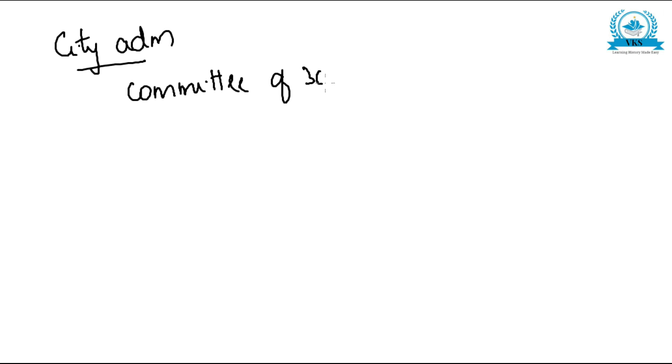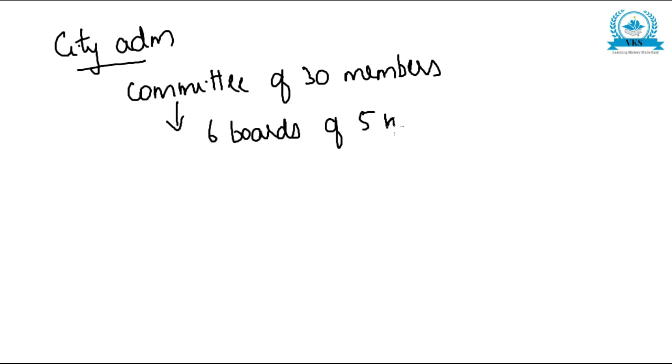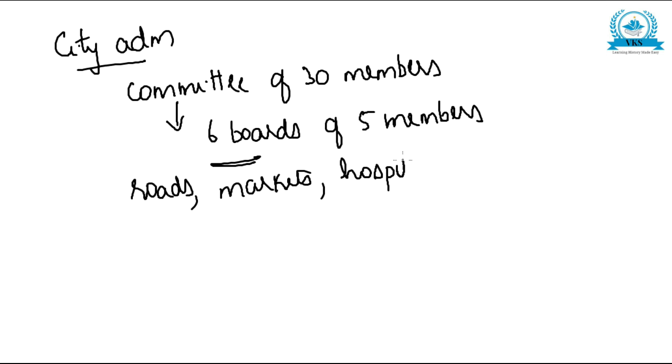Now regarding the city administration, administration was entrusted to a committee of 30 members. The committee was divided into 6 boards of 5 members each, and they looked after all matters such as roads, markets, hospitals. All these matters were looked after by these boards of 5 members each. So that was about city administration.